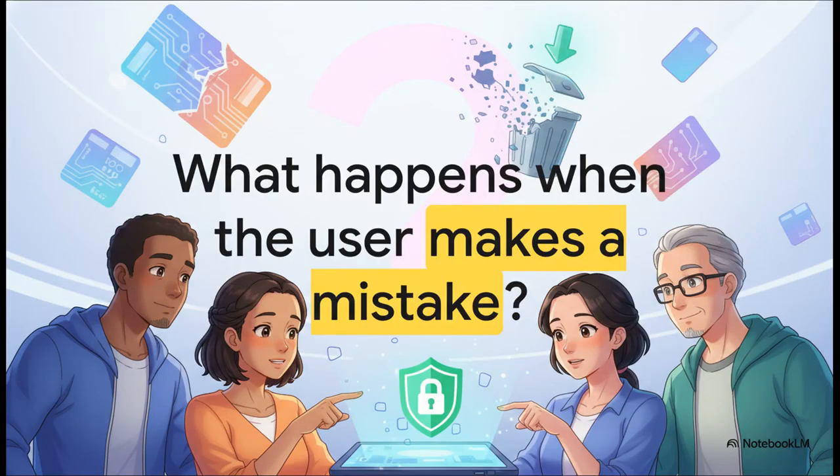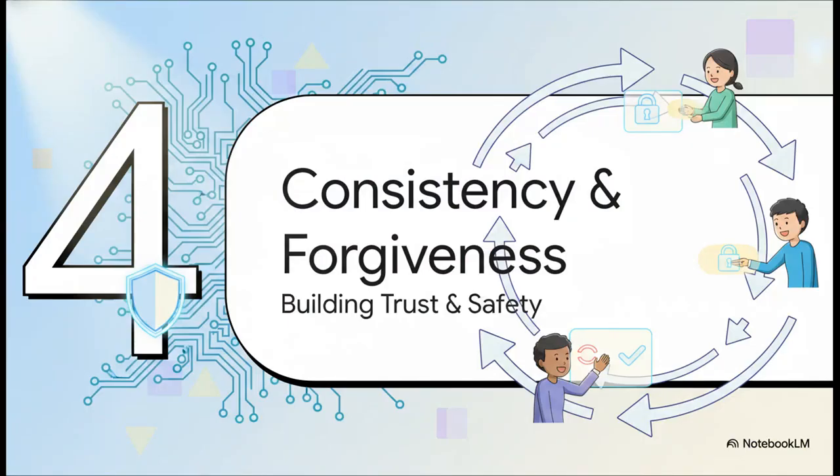All right, so the layout looks gorgeous now. But what happens when the user inevitably makes a mistake? Because let's face it, human error is completely unavoidable. A beautiful app that accidentally deletes your data is still, frankly, a terrible app. We need to build trust. That brings us to Section 4, Consistency and Forgiveness.